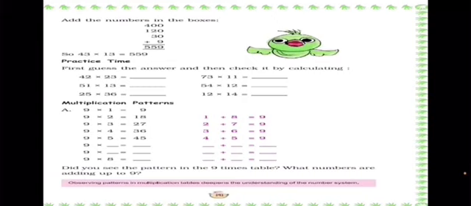For example, let's take the second one. Now 73 multiplied by 11. So again we are using the expanded form. 73 is 70 plus 3 and 11 is 10 plus 1. So now we will do 70 multiplied by 10 is 700 and 3 multiplied by 1 is 3 and 10 multiplied by 3 is 30.